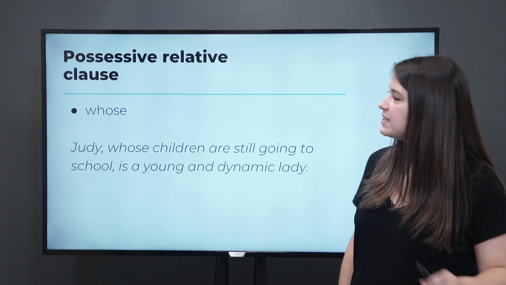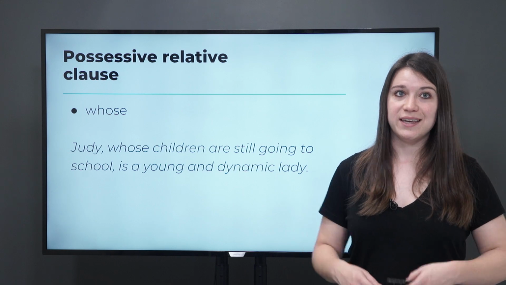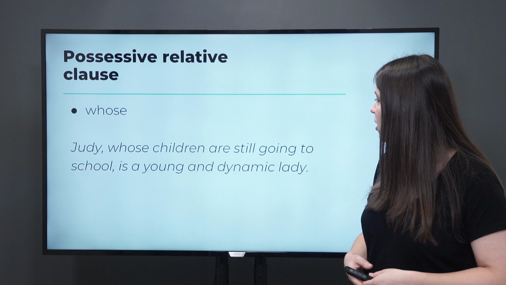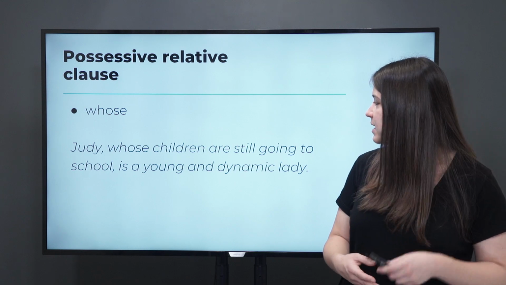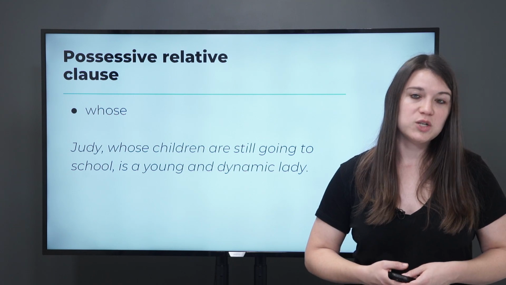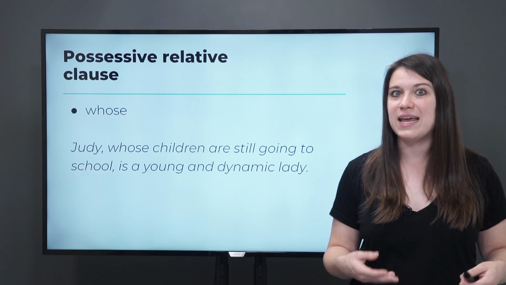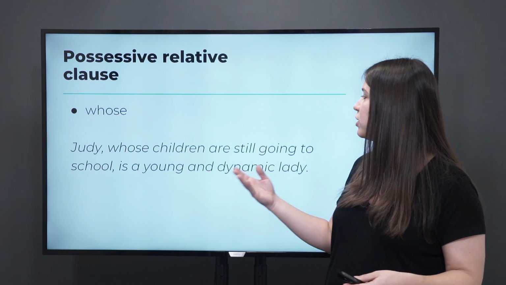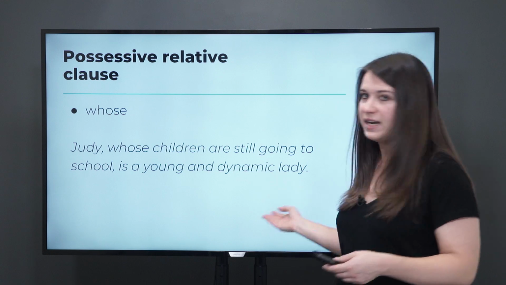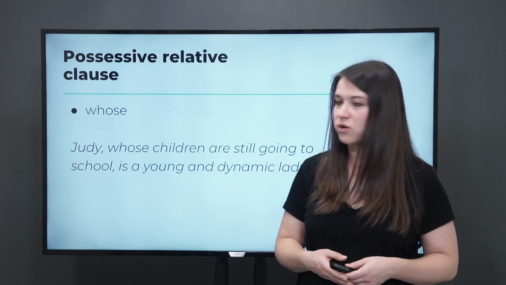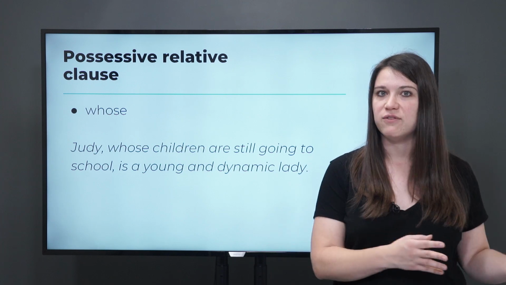Okay, possessive relative clause. So we use, again, whose. For example, Judy, whose children are still going to school, is a young and dynamic lady. So here, this information about Judy's children is not essential to maintain the meaning of the sentence. We could say, Judy is a young and dynamic lady. And also, she has children who are still going to school. So this information is kind of additional.